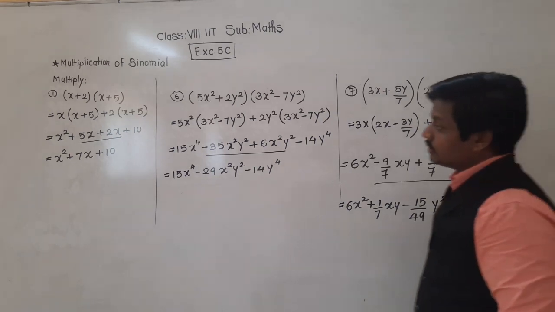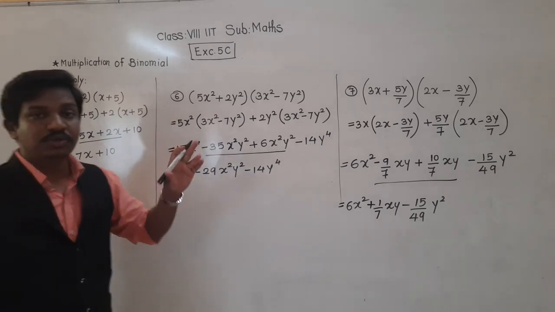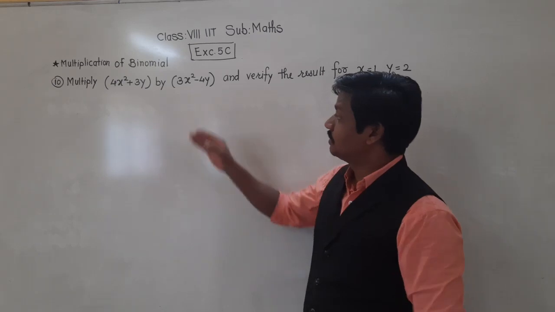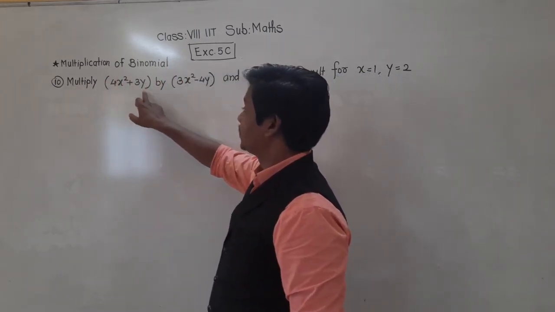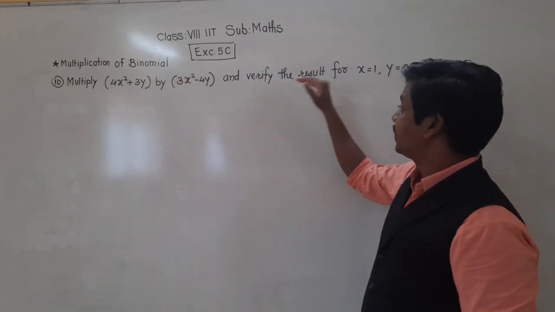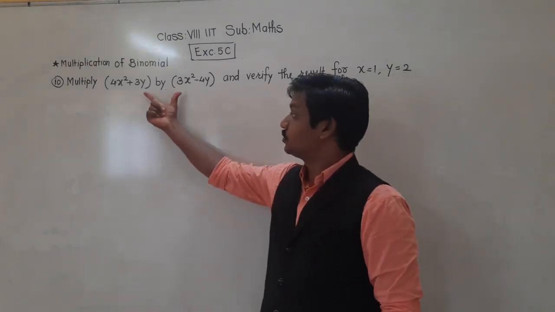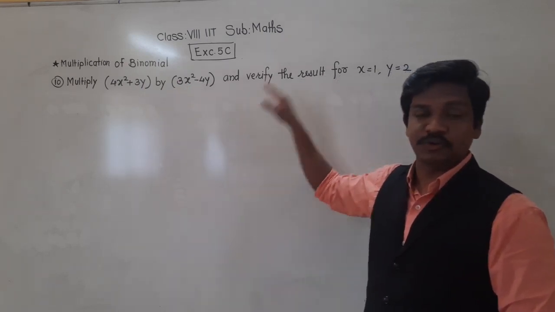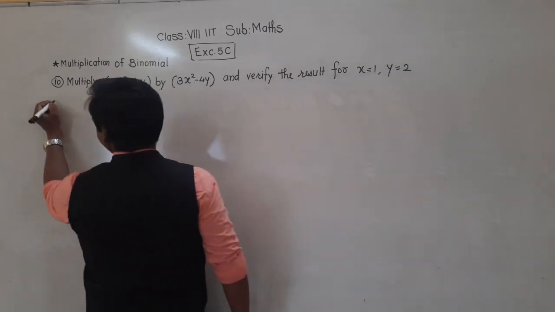Okay. Remaining examples from this first question, multiply. Remaining examples you have to do by yourself. Understood? Now see here example number 10. Multiply 4x square plus 3y by 3x square minus 4y and verify the result for x is equal to 1 and y is equal to 2. Okay, so first we have to multiply these two binomials and then after simplifying we have to put the values of x and y which are given here. Okay, so let's multiply first.